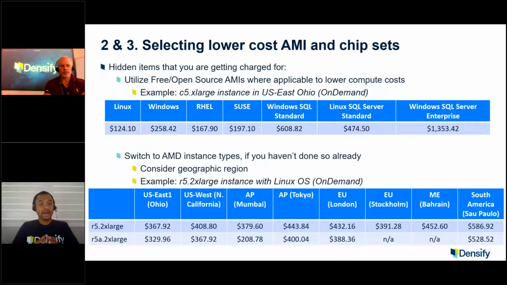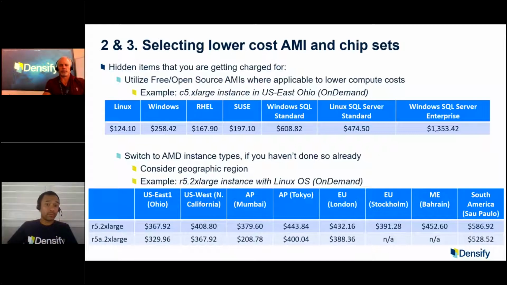Other things, AMD has done a great job in coming to the market with this EPYC chipset here, and they started at AWS and now they have it in Azure and GCP. So another recommendation that we say to customers is, if you have not considered AMD instance types, start taking a closer look at them, because not only do you get the same or better performance than Intel chipsets, but they also give you cost savings as well. And these cost savings can also vary by geographic region.